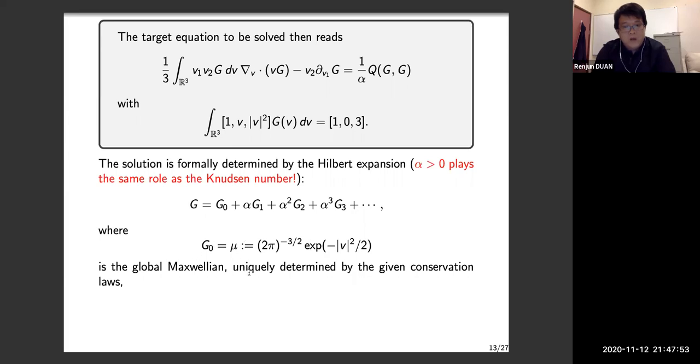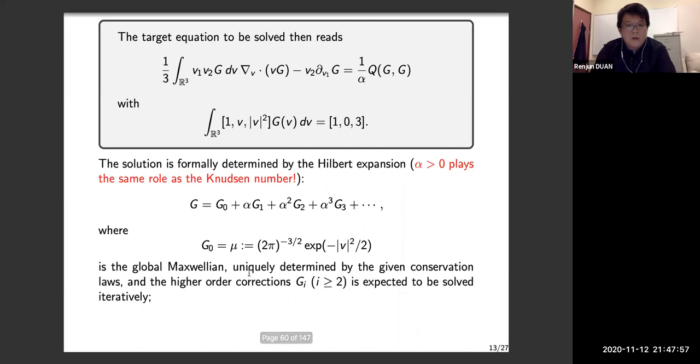Let me emphasize again, because formally this is true. However, for the convergence, we cannot expect it to be absolutely convergent, because usually G1, G2, G3 will be in the form of this G0 times some polynomials with increasing degree. So it is very hard, even from numerical simulation, and impossible to prove that this infinite series is absolutely convergent for any velocity.